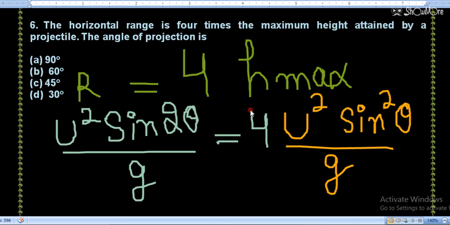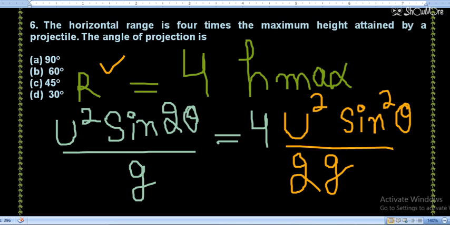Wait for 1 minute, I have to check range. Okay, this is range. Range is equal to u square into sine 2 theta by g, right? H max is equal to u square sine square theta by 2g. Students, in this relation, when we have to find the maximum height, we have the relation of 2g.